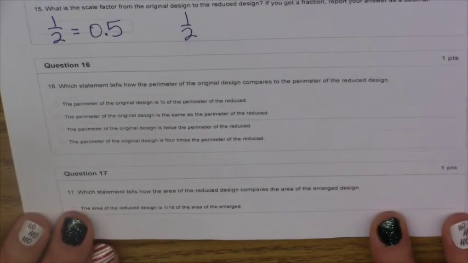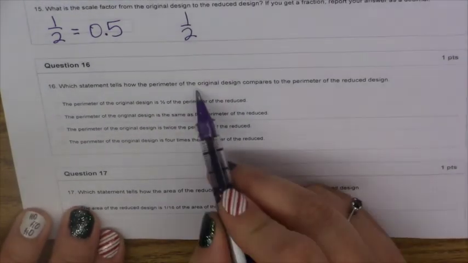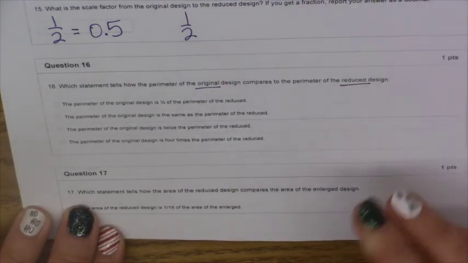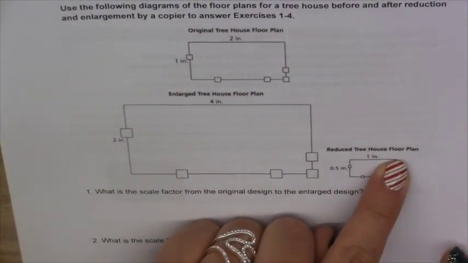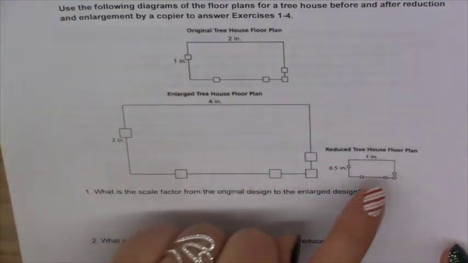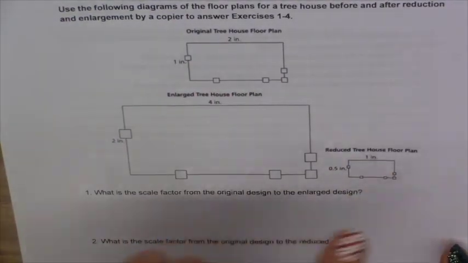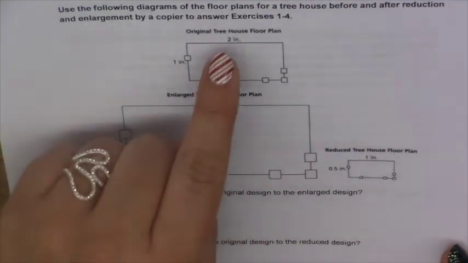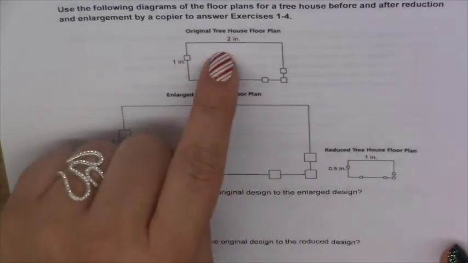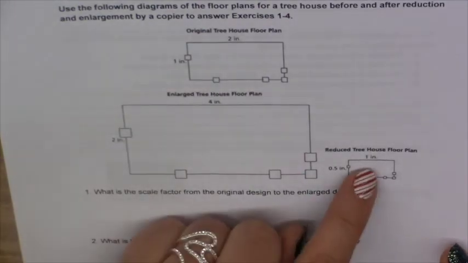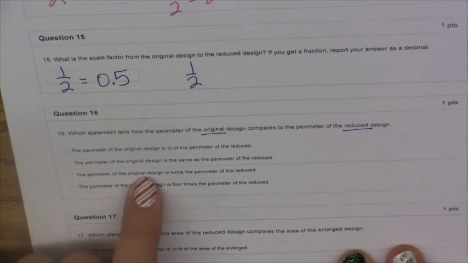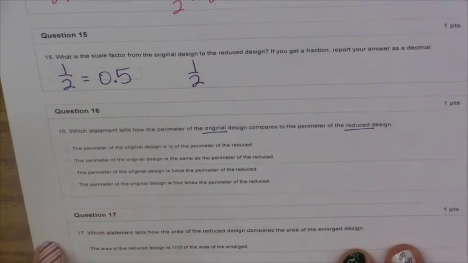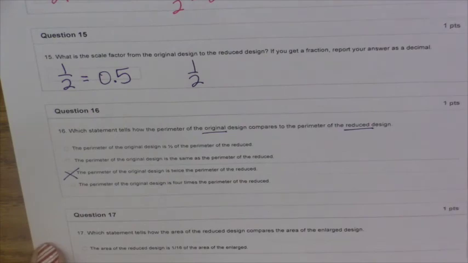Question 16, which statement tells how the perimeter of the original compares to the perimeter of the reduced? So if we're looking at the perimeter of the original to the reduced, we know if our scale factor is 1/2 this way, our scale factor the other direction would be the reverse. So it'd be 2 divided by 1. So this one is actually twice as big as this one. So let's see, the perimeter of the original design is twice the perimeter of the reduced.